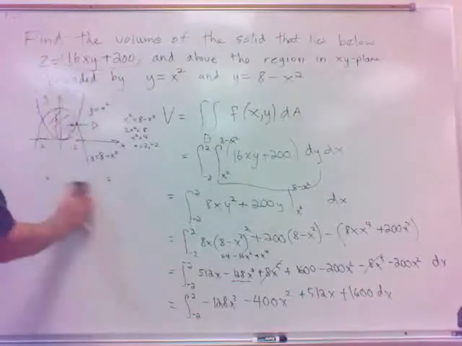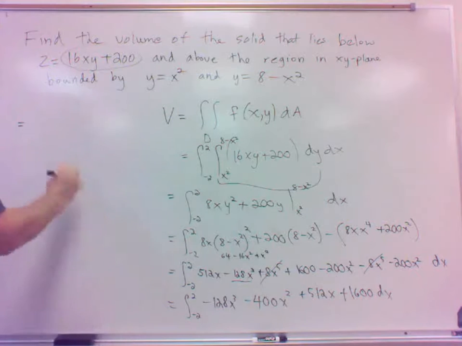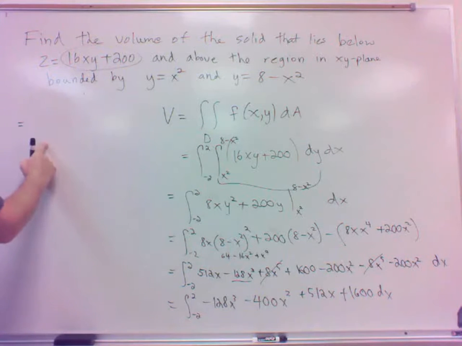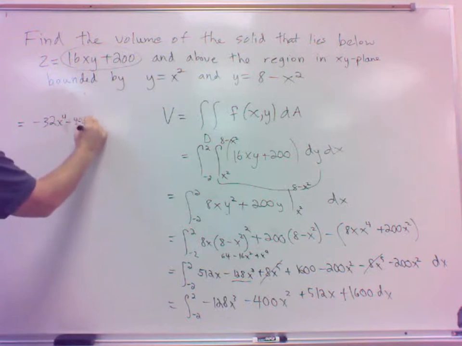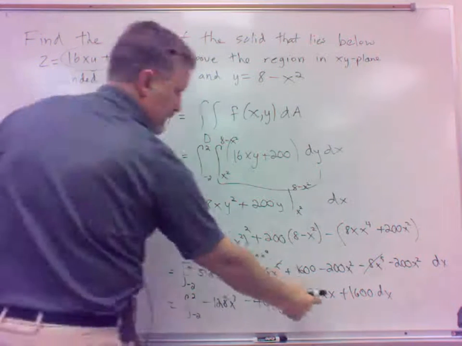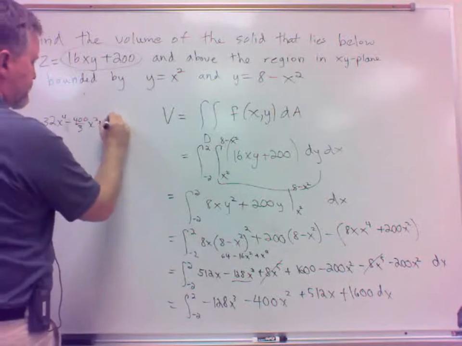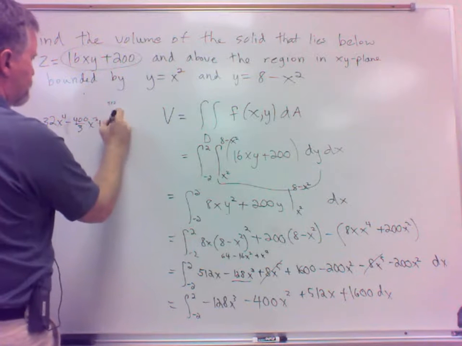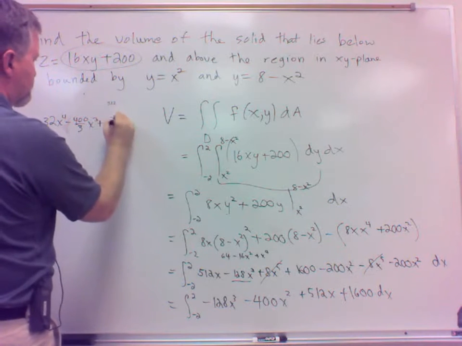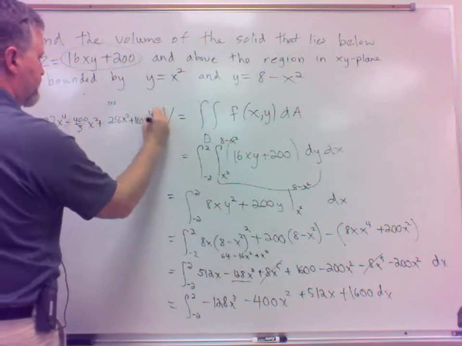All right, so let's move over here. So it'd be negative 128 over 4. Let's see, divide that by 4, so it'd be 32. So it'd be negative 32x to the 4th minus 400 over 3 x cubed. 512x squared over 2, so that would be 512 divided by 2, 256x squared, and then 1600x. I'm going to evaluate that from negative 2 to 2.